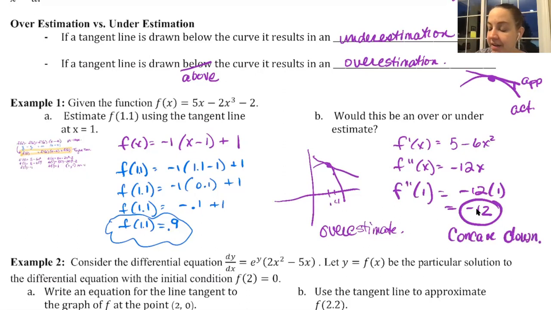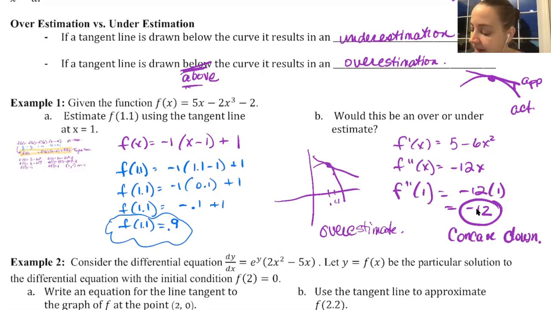If it's concave down, the tangent line is drawn above the curve, and my tangent line would have an overestimation or an overapproximation. So because it's concave down, the tangent line is above the curve, so the tangent line has an overestimation.